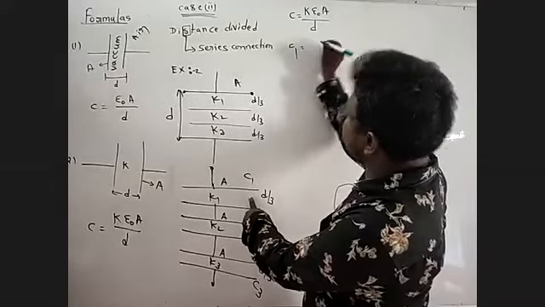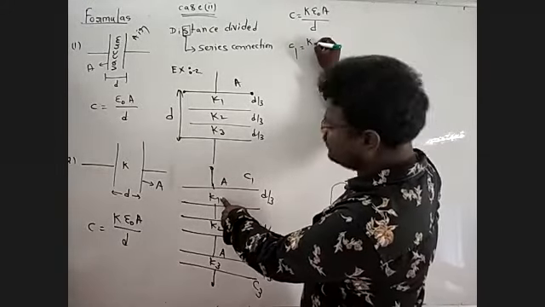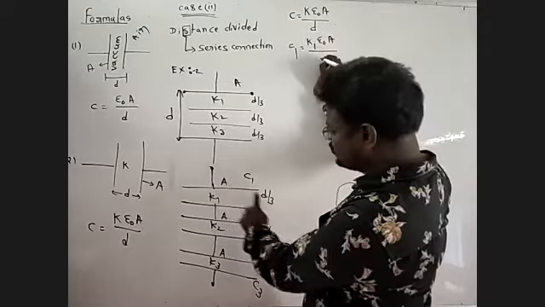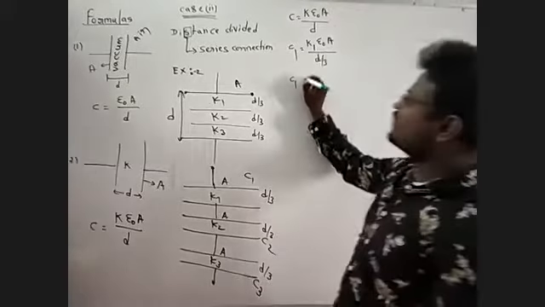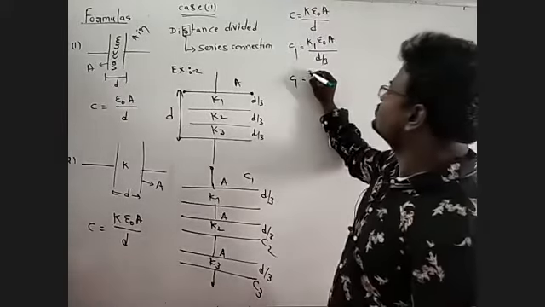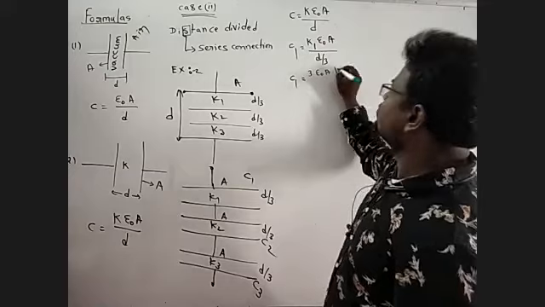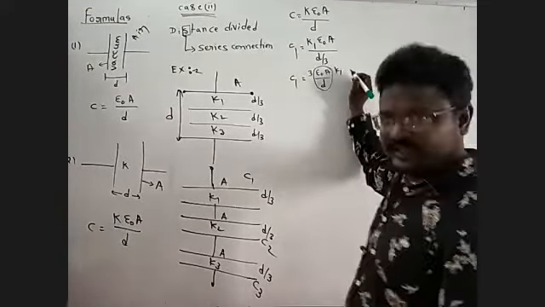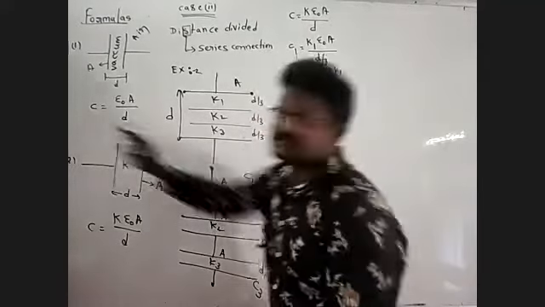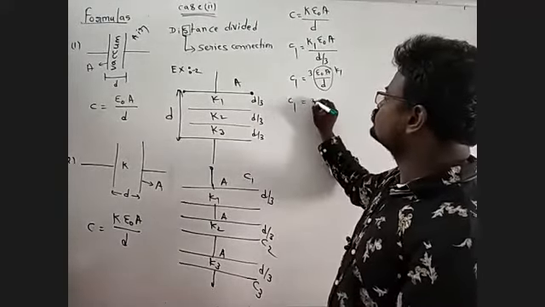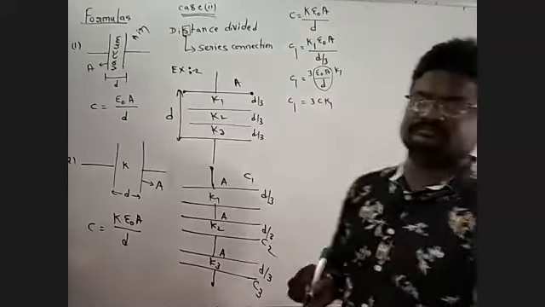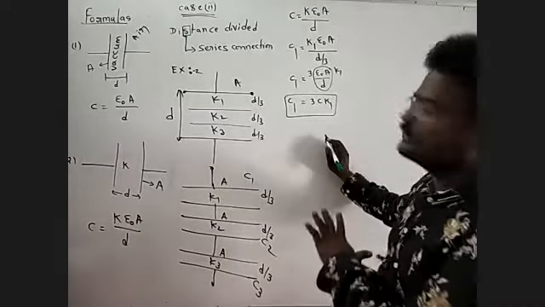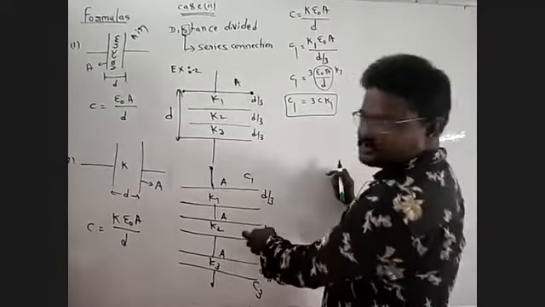C1 is equal to what? The dielectric is K1, epsilon naught, the cross-sectional area is A, and the distance is D by 3. So we write it as 3 epsilon naught A K1 by D. Epsilon naught A by D is the capacitance C. So C1 is equal to 3CK1. This is a formula.